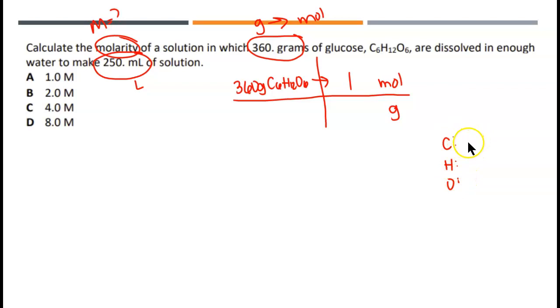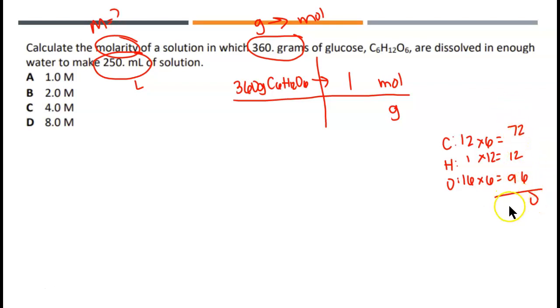Carbon has a mass of 12. Hydrogen has 1, oxygen has 16. Multiply by 6, multiply by 12, multiply by 6. 6 times 12 is 72, right? Oh, and this is supposed to be 12, I don't think my 2 showed. 1 times 12 is 12. 16 times 6 is 96. Add all of that up.